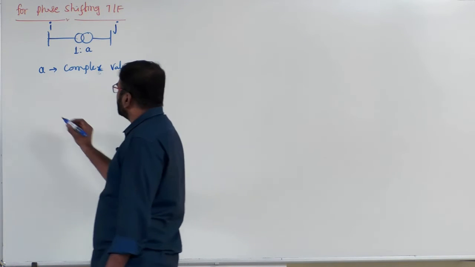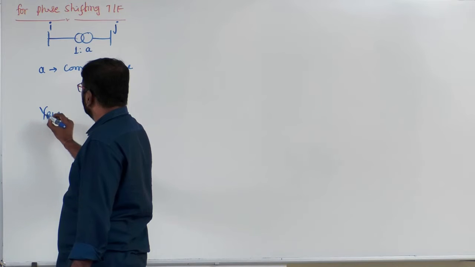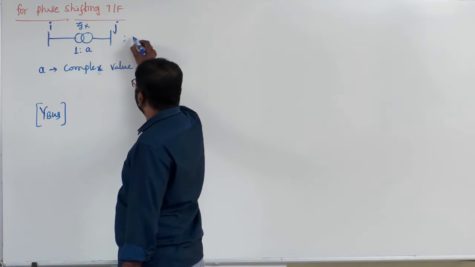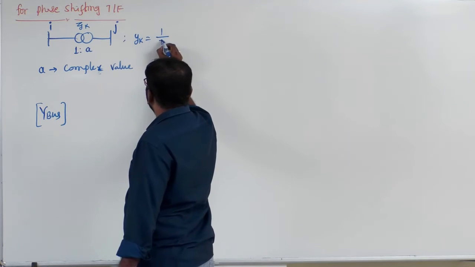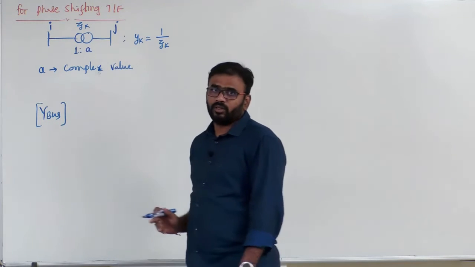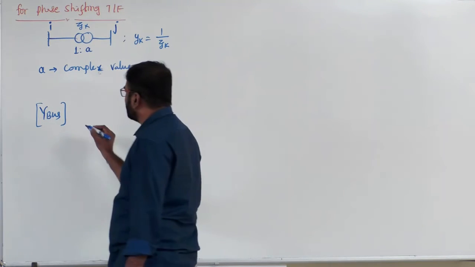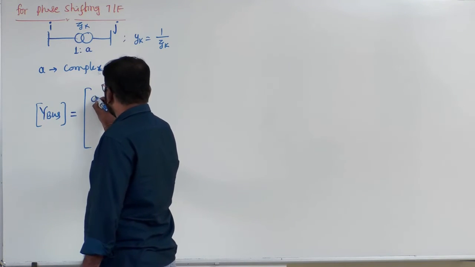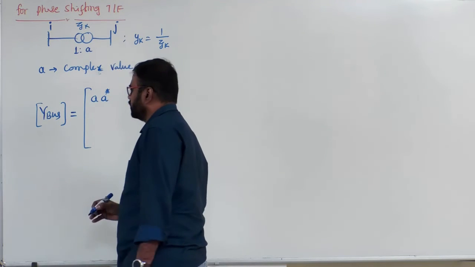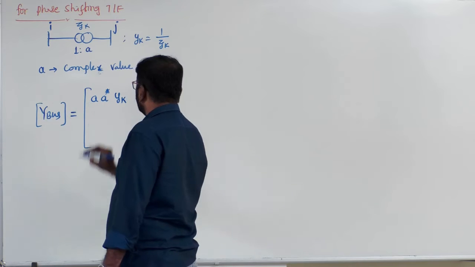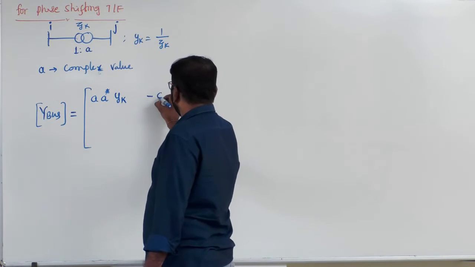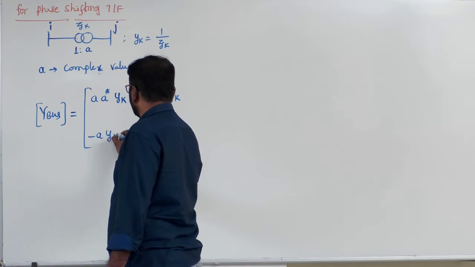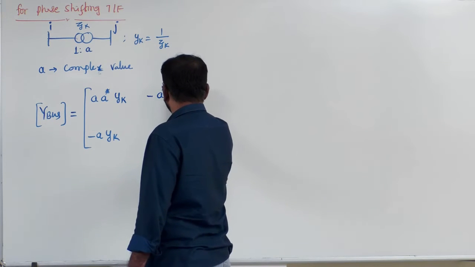Clear? Now what is the Y bus between these two? And one more thing, the series impedance of this transformer is Zk. If that is the case, what is the series admittance? 1 by Zk. And there are no shunt branches. Okay? So what is the Y bus we got? A into A conjugate into Yk, minus A conjugate into Yk, minus A into Yk, and here simply Yk.